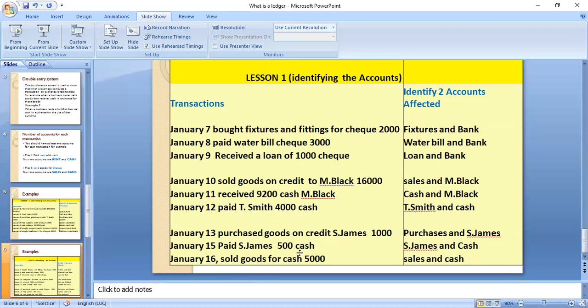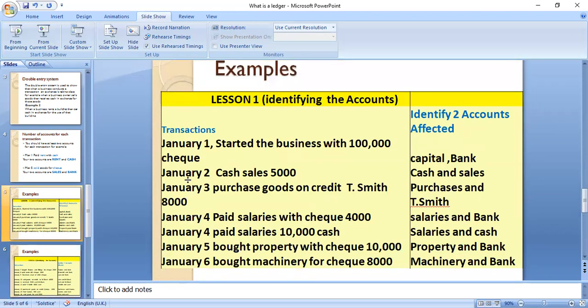So we have come to the end of this lesson where we looked at how we go about naming our ledgers, and this is going to guide us as to how we're going to be posting the information into the accounts that you would have named. And if you look at it, you will see that the names are already there for most of them. For example, we have cash, we have sales, we have purchases, we have T Smith, we have salaries, we have check, which means bank, we have salaries and cash, and the list goes on and on, right?